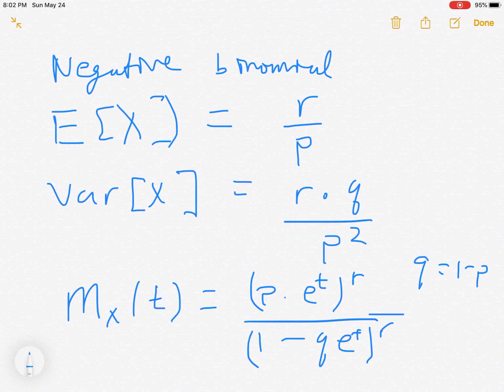Okay, so that's it for the negative binomial. You'll have some exercises. You might even be asked to derive that moment generating function or the expected value, the variance, things like that.